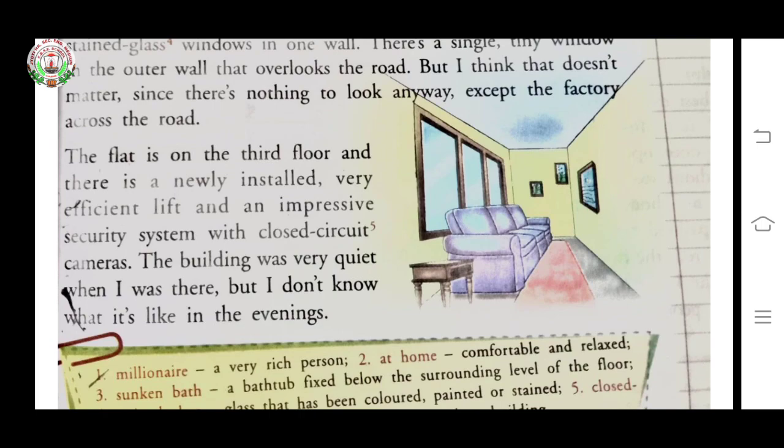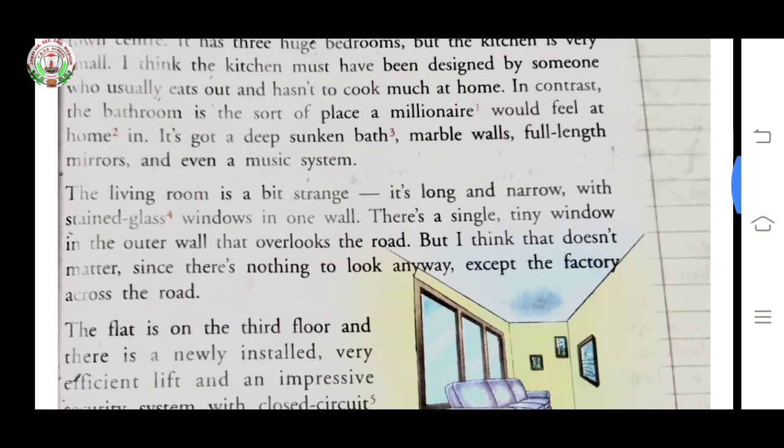The building was very quiet. It means no sound was there, no shouting, nothing, very quiet. Peace was there when I was there. Now she is saying when I was there it was very quiet, but she doesn't know what it's like in the evening, because she went in the daytime. That's why she is saying very quiet, and she doesn't know what it's like in the evening. So that's all about the first flat.